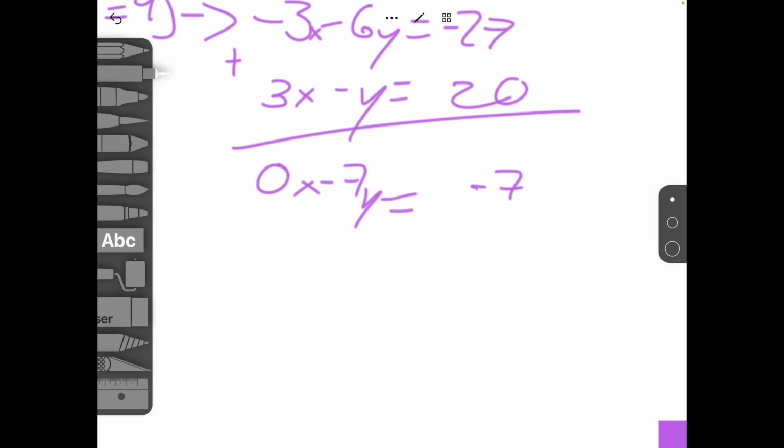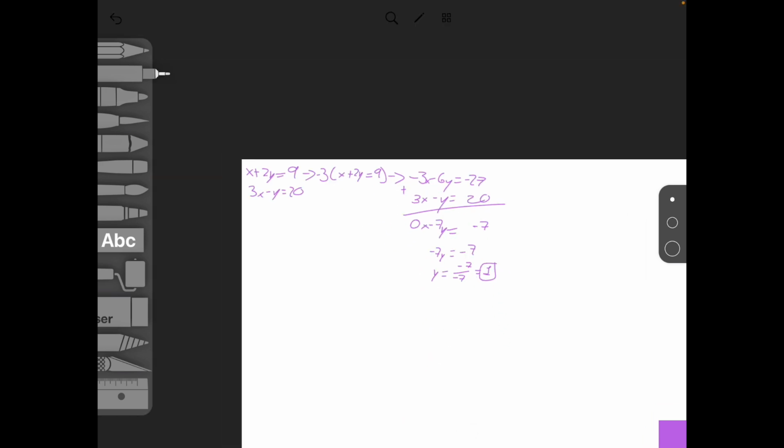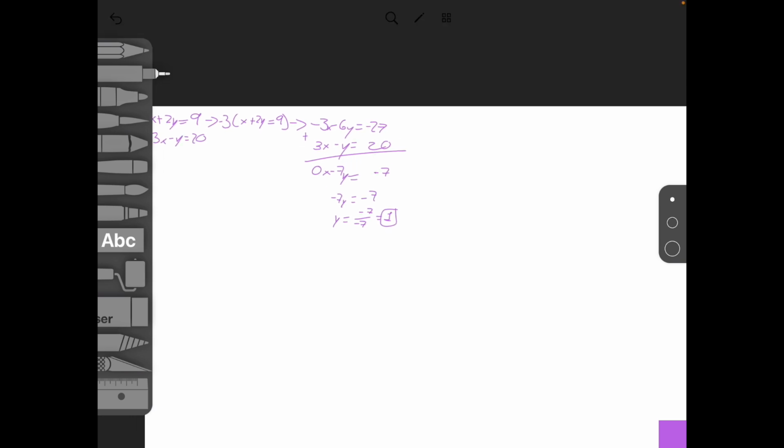So we now want to isolate the variable y. We have minus 7y equals minus 7, so y equals minus 7 over minus 7, which gives us 1. So y equals 1.